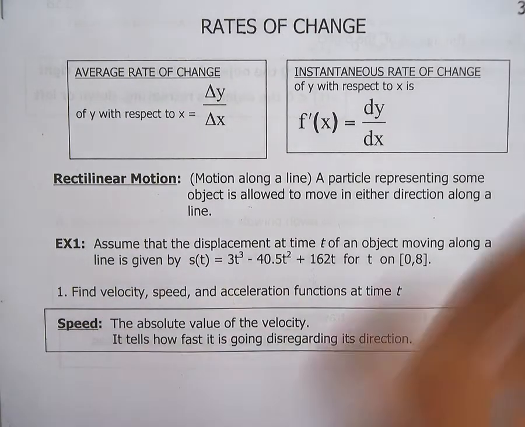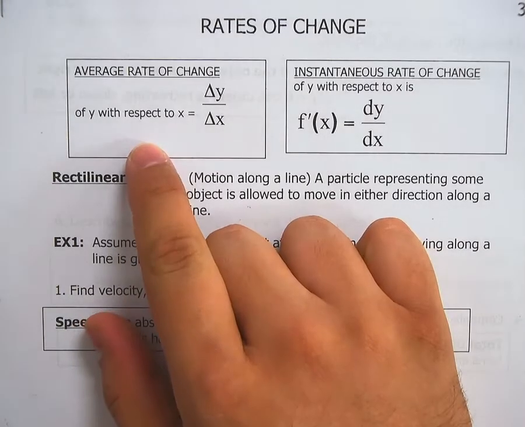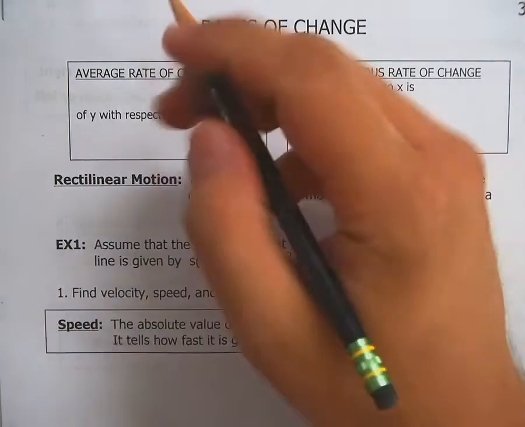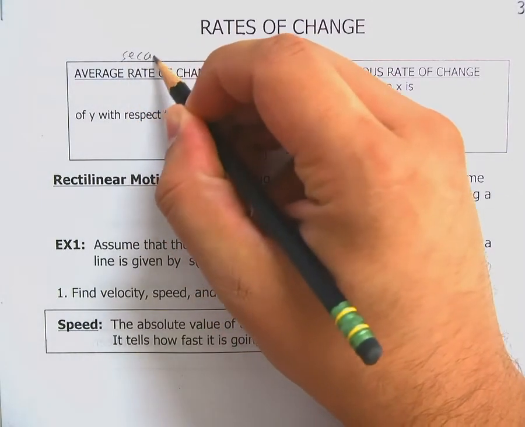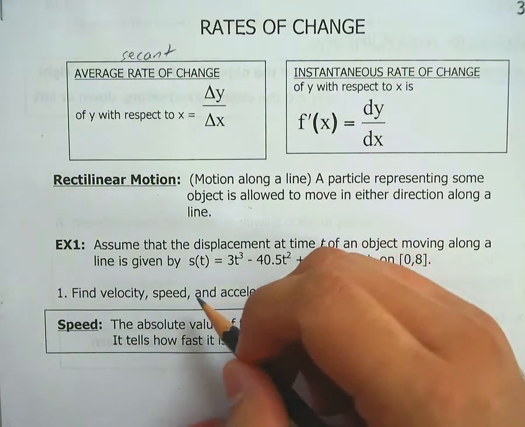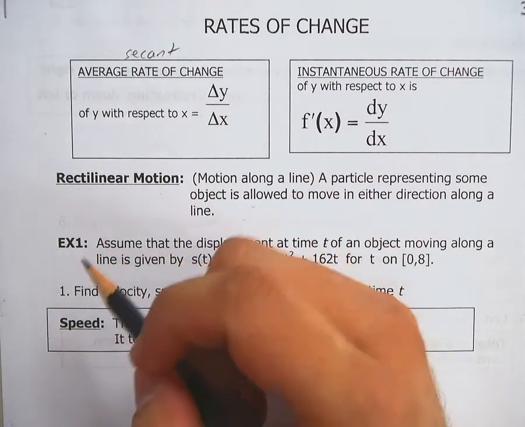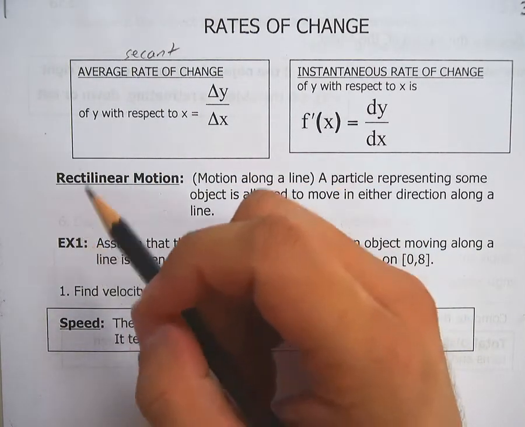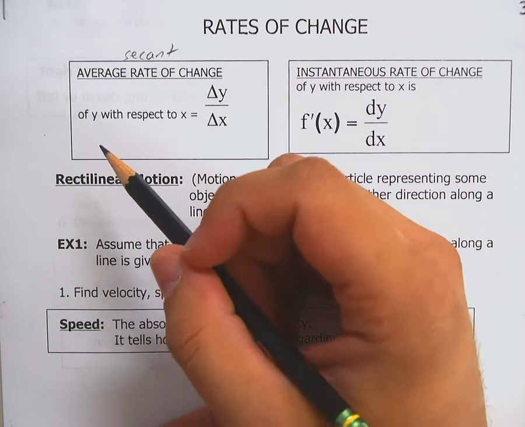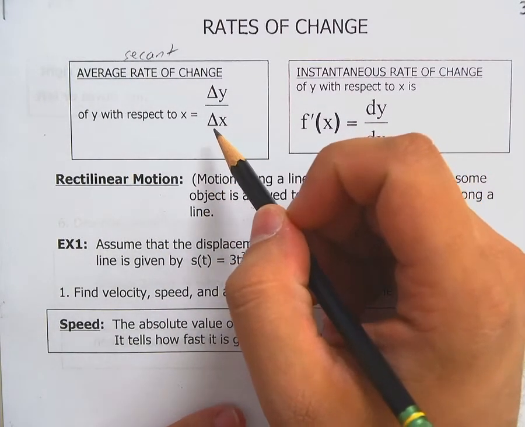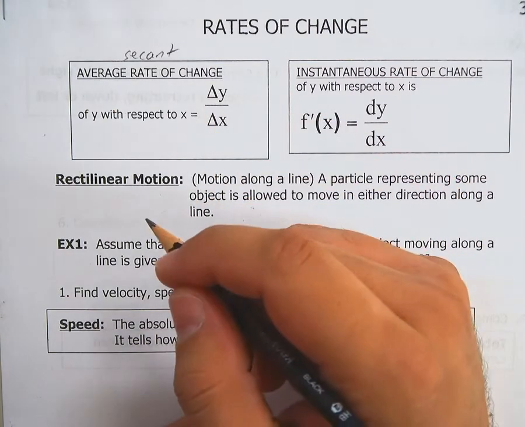So there's two ideas we want to go back and cover really quickly. First one is average rate of change. If you'll remember, this one is your secant line, not the tangent line, but the actual secant line. It's basically the slope of a secant line, right? For the average rate of change, you take your two y values and subtract them, take your two x values and subtract them, and you get a secant line.